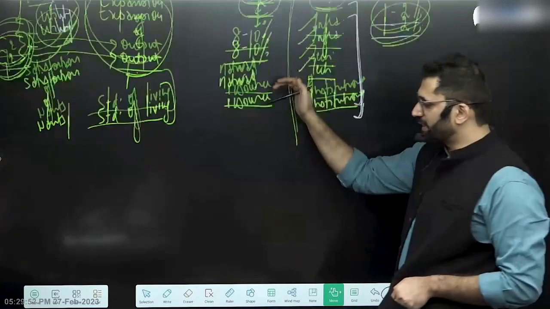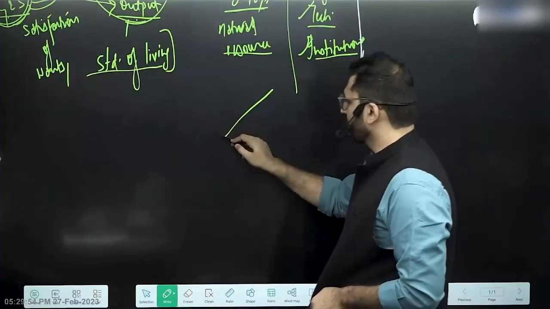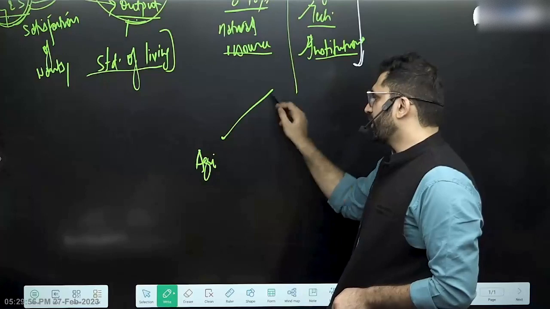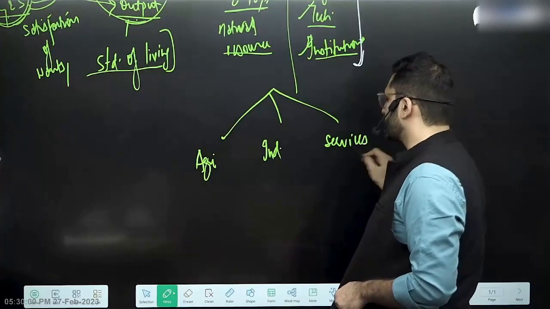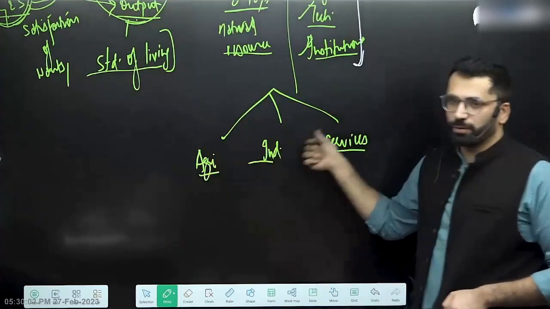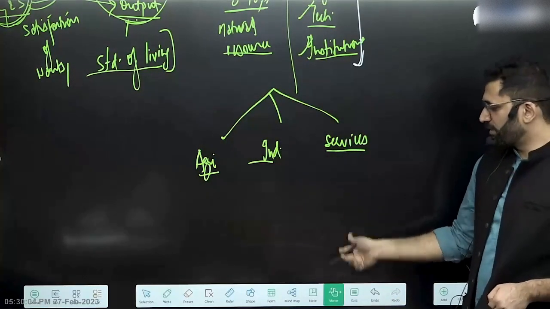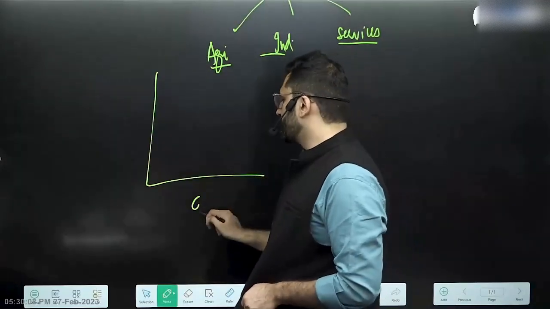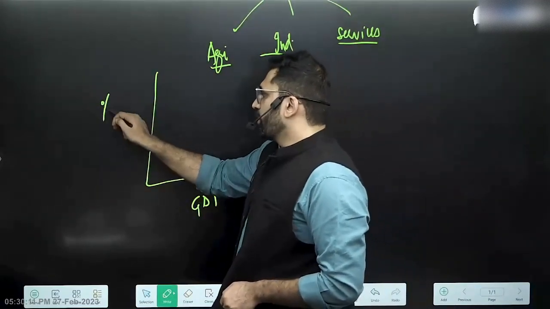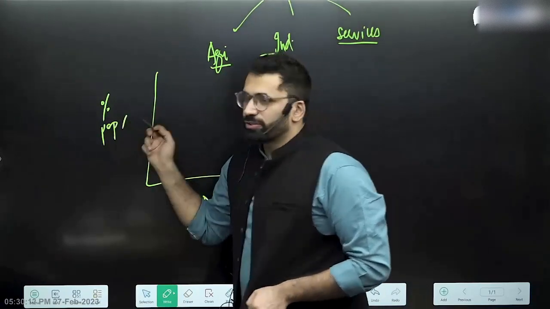You have three sectors: primary, secondary, industry, and services. Why should countries move from here to here to here? If we measure the level of growth, the curve for these will be, as GDP increases, the percentage of population in agriculture should increase or decrease.